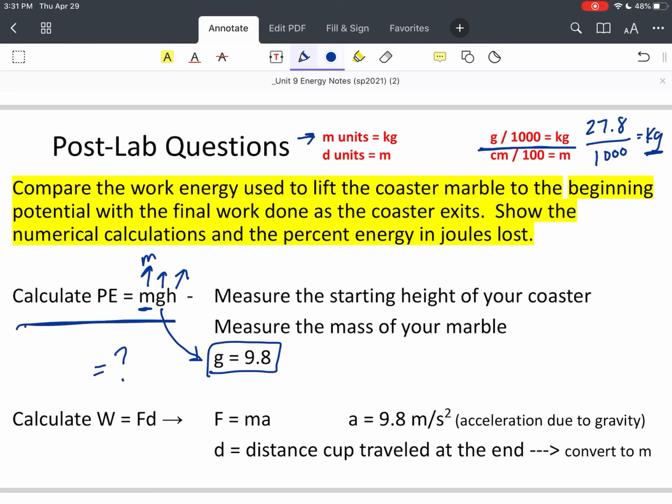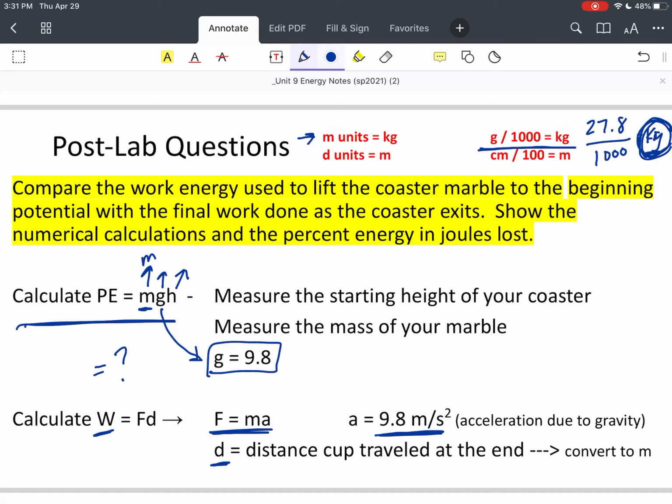Okay, last, you're going to calculate the work that was done by the marble. So we have to calculate the force the marble had on the cup, as well as the distance that the cup moved. This is the formula you're going to use for force. Again, it's the mass of the marble, using your kilogram value that you calculated. You're going to use the acceleration, which, since we're going down, is the acceleration of gravity, so 9.8 meters per second squared, because that's how fast it's accelerating. And then your distance is the distance that the cup moved at the end.